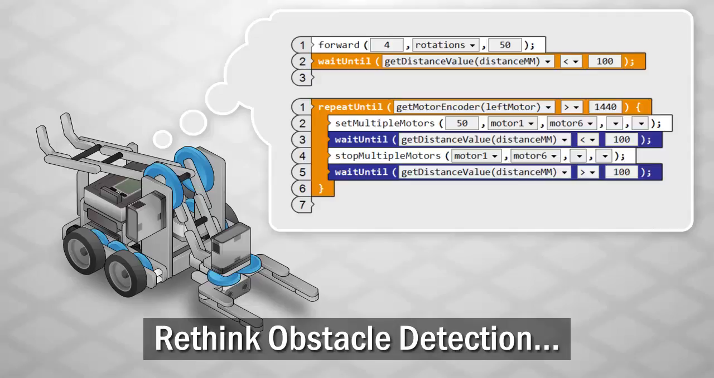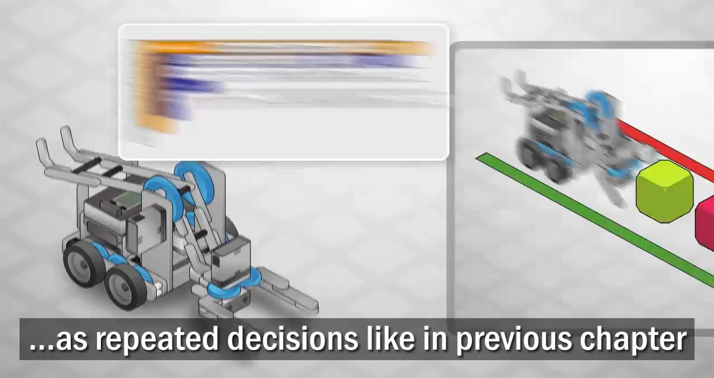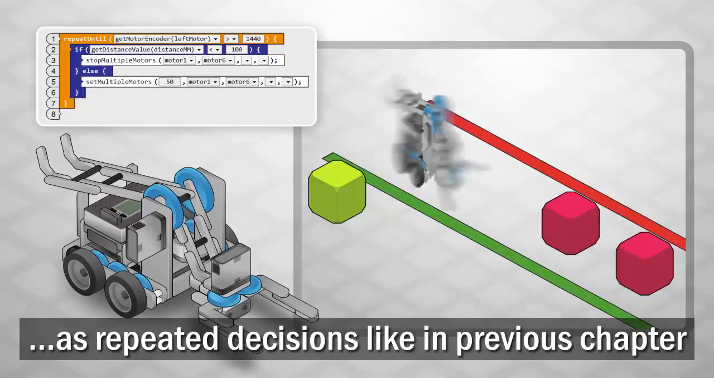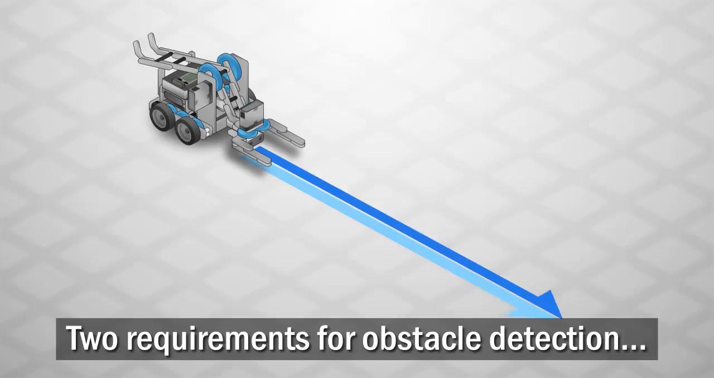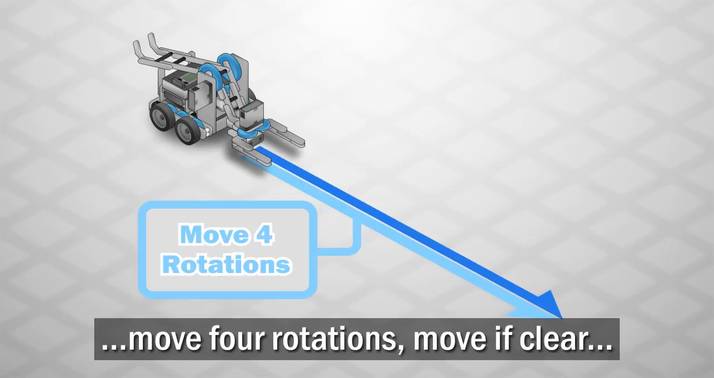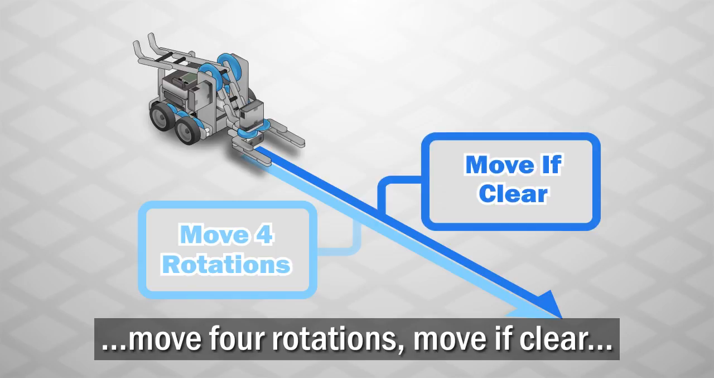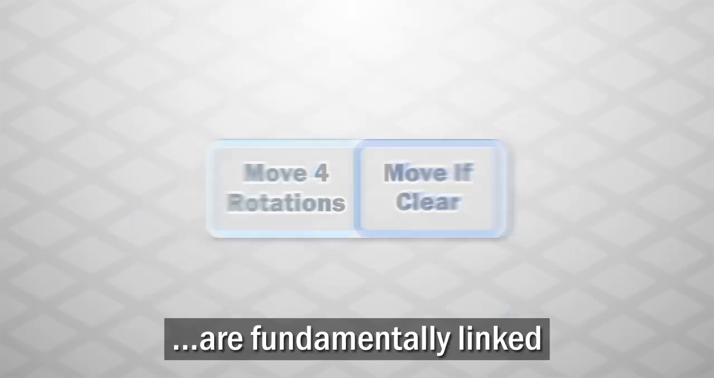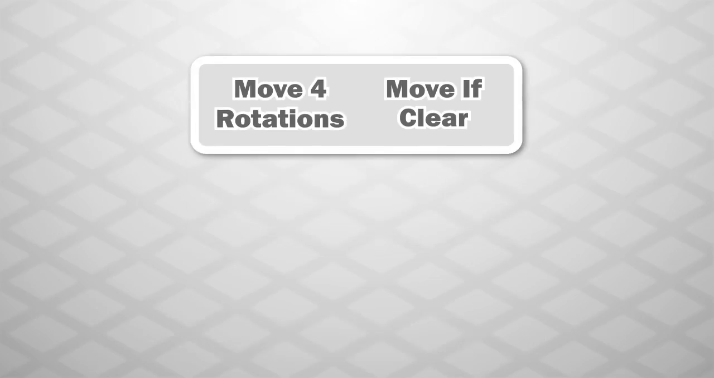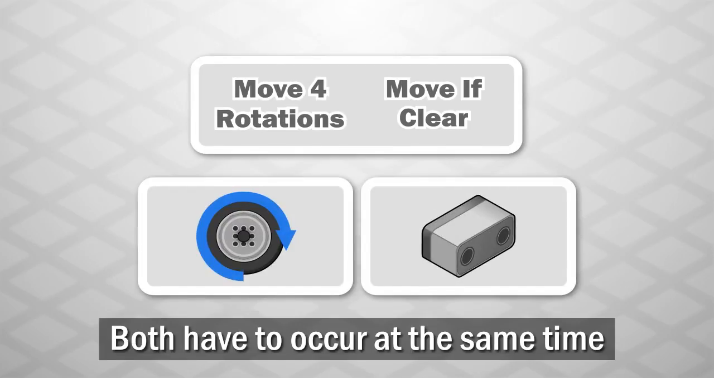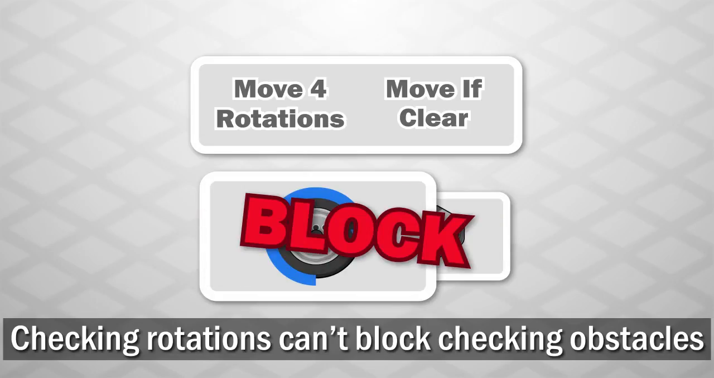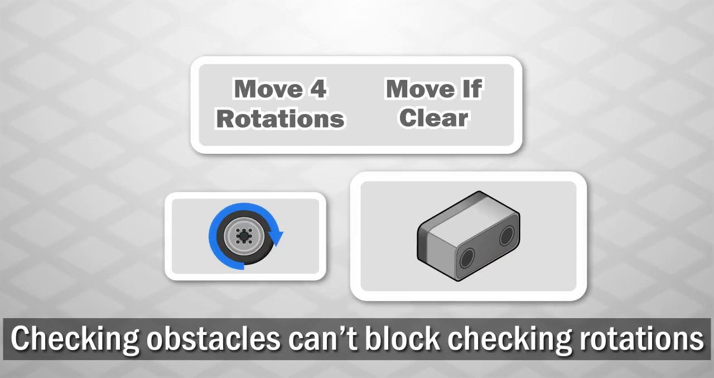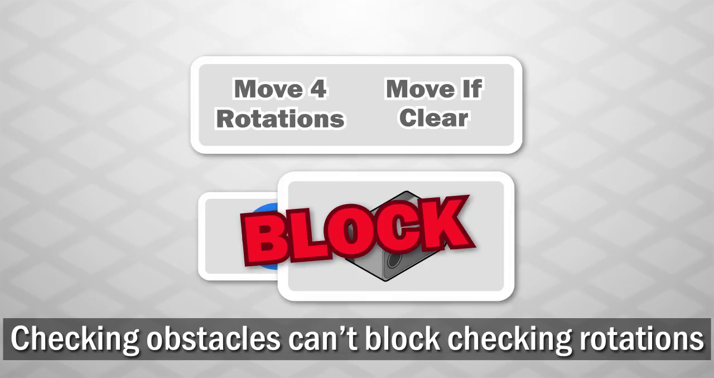In this video, you will rethink obstacle detection in terms of repeated decisions, like the ones you used to complete the strawberry plant sorter. The two requirements of our obstacle detection task, moving 4 rotations and moving only when the way is clear, are fundamentally linked. Both have to occur at the same time. Checking rotations can't block out checking for obstacles, and checking for obstacles can't block out rotations.